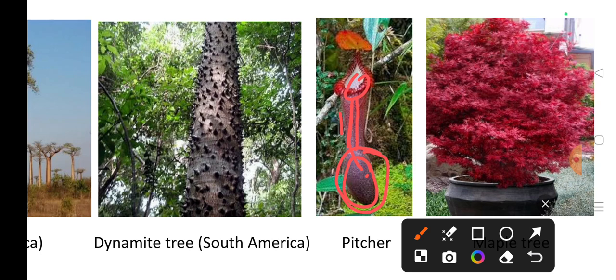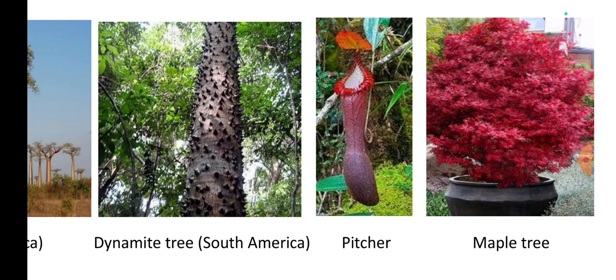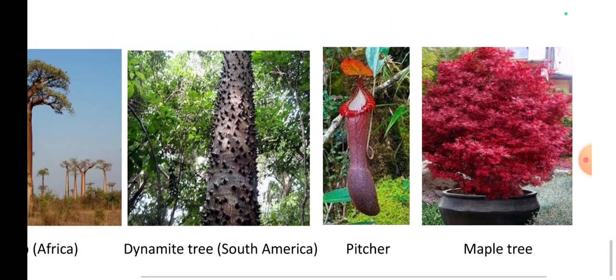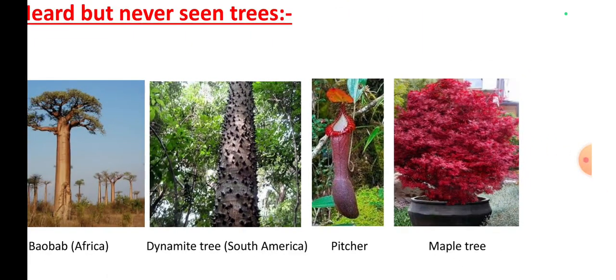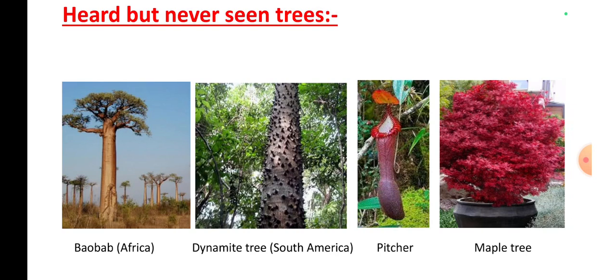And the last tree is a maple tree. Mostly you can find that these leafy trees change their color according to their environment, and they are mostly found in Japan, China. Okay, so these are the trees which I have heard of but have never seen. So you should write your own answer.